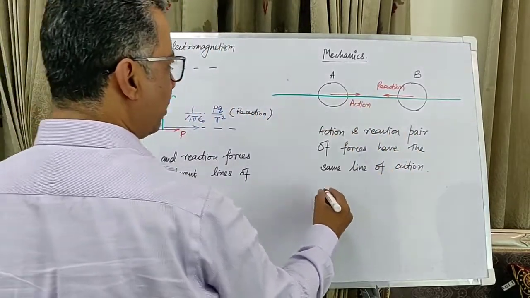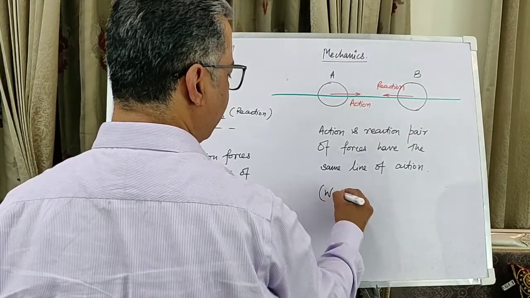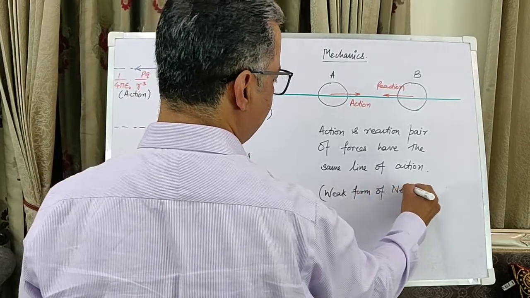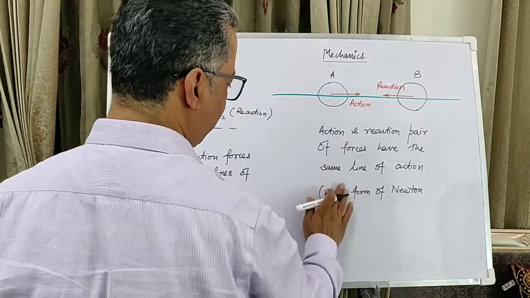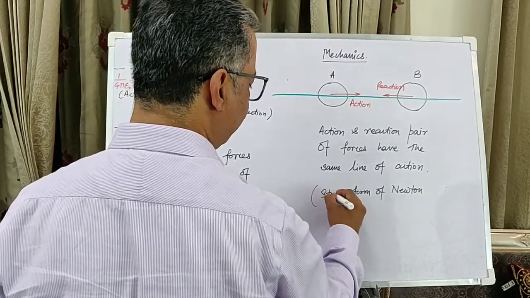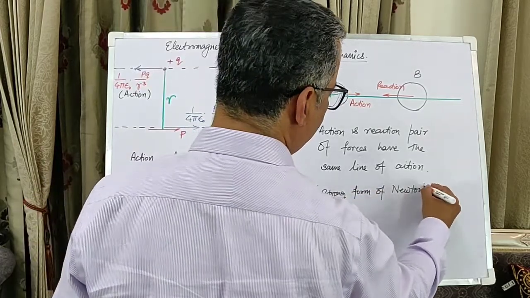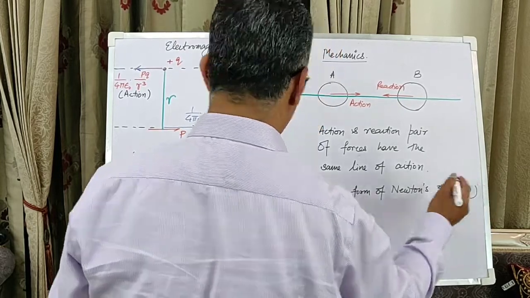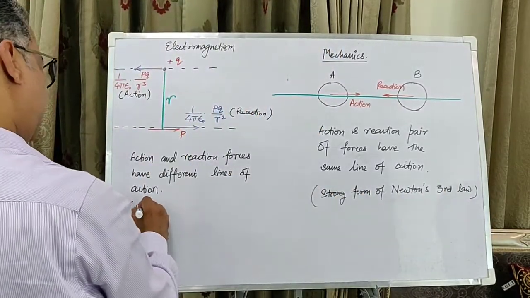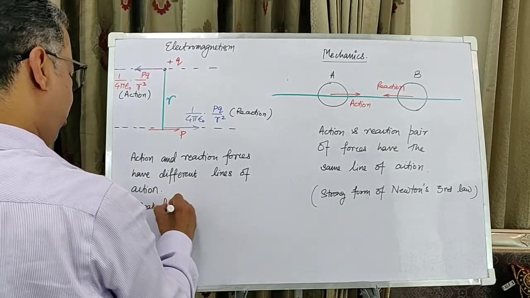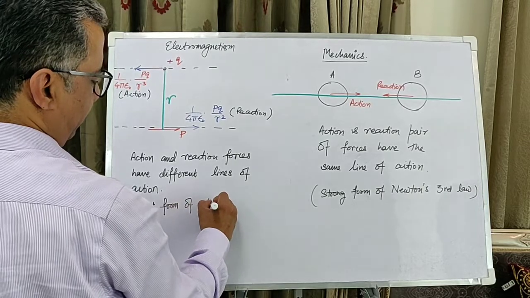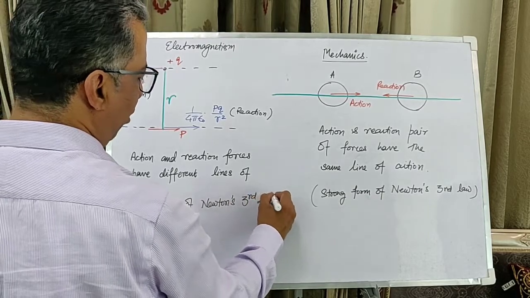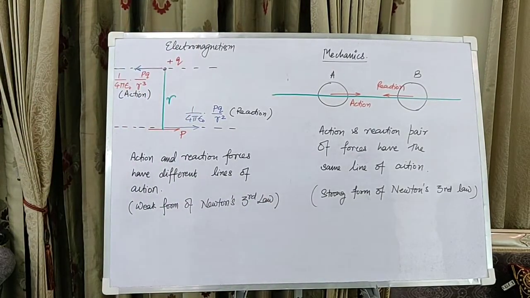Now this is called the weak form of Newton's third law, this is called the strong form of Newton's third law, whereas this form is called the weak form of Newton's third law. So Newton's third law has a strong form and a weak form.